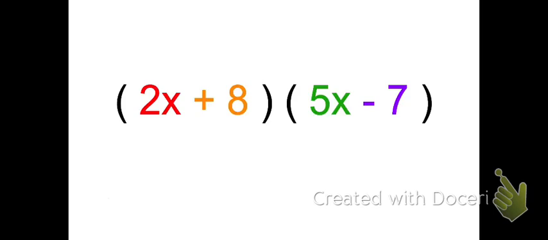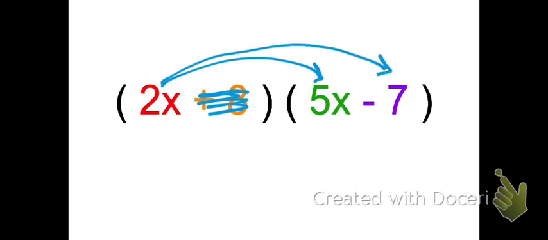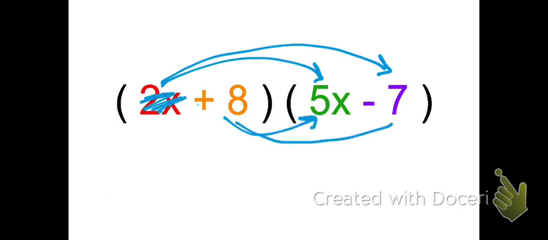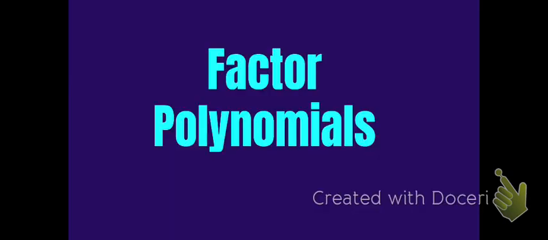Another way you could have thought about this, if the FOIL method confuses you, is to think, okay, first I'm going to multiply 2x by each of these. And then I'm going to multiply 8 by each of these. And then again, combine like terms.